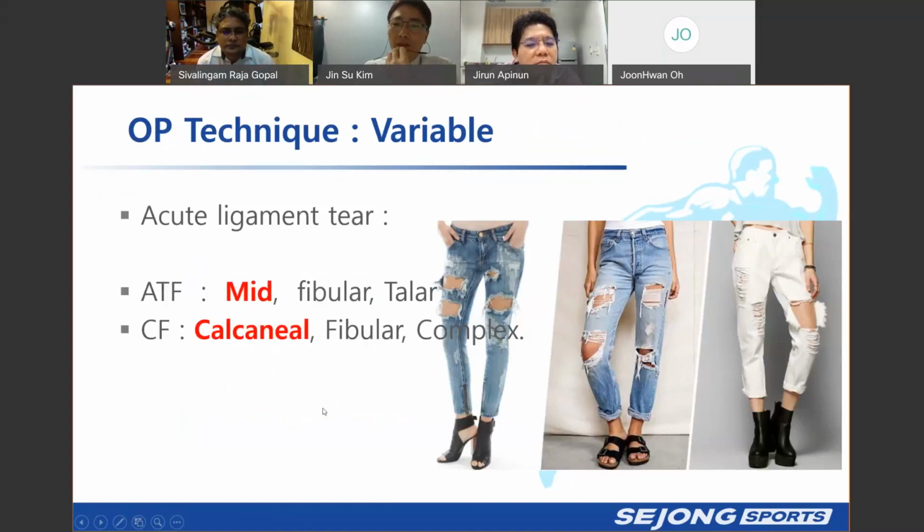Yes, the next one is just variable. I show you variable operation techniques. In the acute setup, the ligament tear is very variable. It's not just a mid tear. Sometimes mid, sometimes complex, kind of this blue jean tear. So we divided the ATFL mid-fibula talar, and also the CFL rupture, divided the calcaneal-fibula complex.